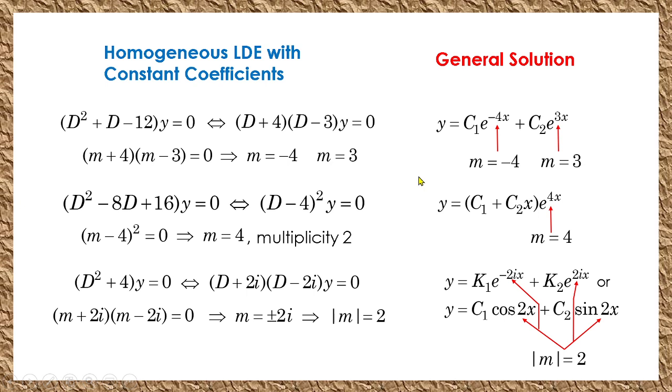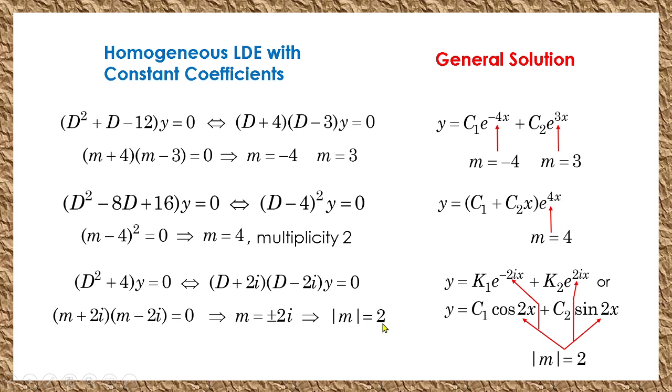So, notice that these roots are exponents of e in the general solution. For instance, m equals negative 4 is the exponent of the first e in this solution, no? And then 3 is the exponent of e in the second. And notice also that in the second solution, this 4 is the exponent of e, which is e to the 4x, no?